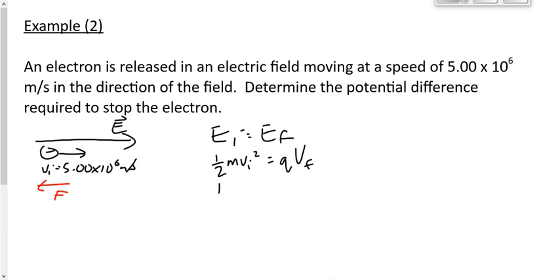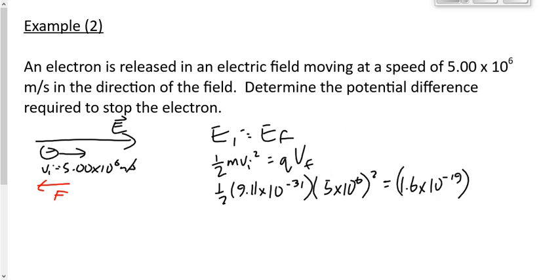1/2 mv squared equals qV. Let's say 1/2 of 9.11 times the initial speed, 5 times 10 to the 6 squared, equals the charge, drop the sign of the charge, because we always do when we sub it into an equation, times VF. We solve for VF there. And by the way, that's big V, right? Electric potential, not speed. We solve for that potential. It works out to be 71.2 volts.